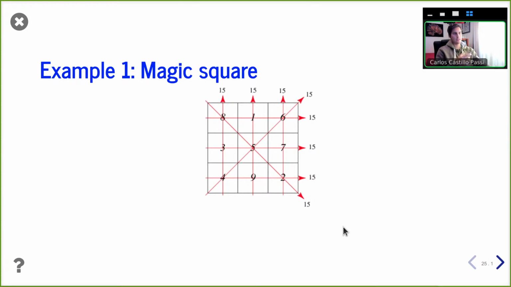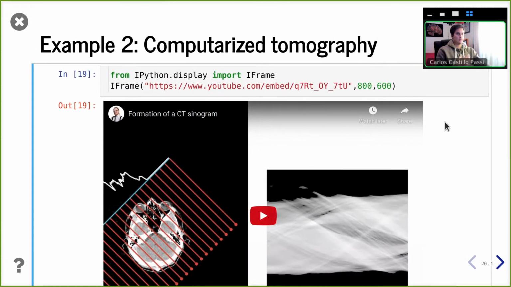And why is this a linear system? Because each of these numbers can be associated with an equation: this number plus this number and this number is equal to something. So you're basically multiplying each number by 1 and then adding them together. That would be equivalent to multiplying by a matrix, only with ones in specific positions. Okay, so that's not very exciting. A more exciting example is the computerized tomography.